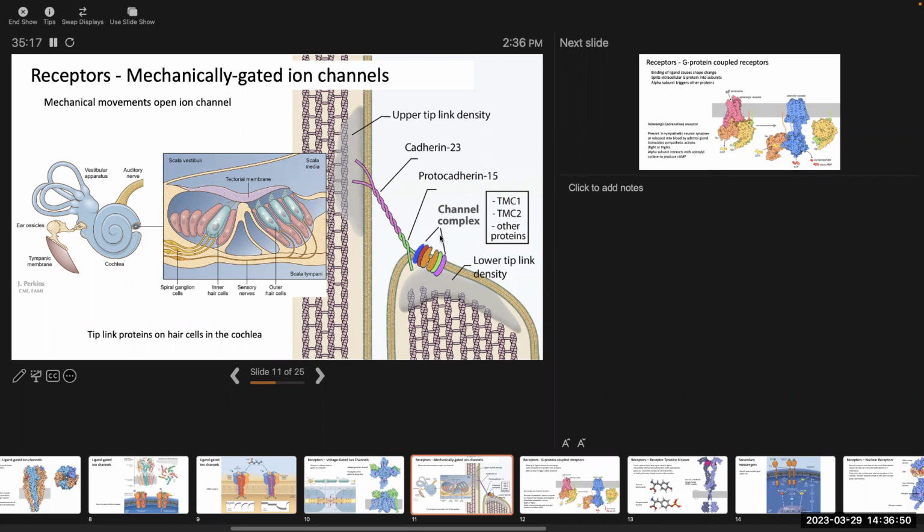This is known as a tip link protein, and it literally pulls the protein open to allow ions to flow through. So I believe it's sodium again that flows into the tips of these little hair cells, and that once again initiates an action potential. And that action potential then travels along branches of the vestibulocochlear nerve to your brain to give you your sense of hearing.